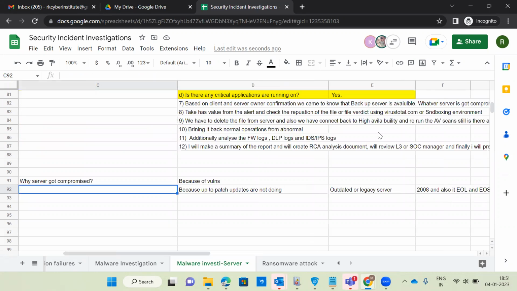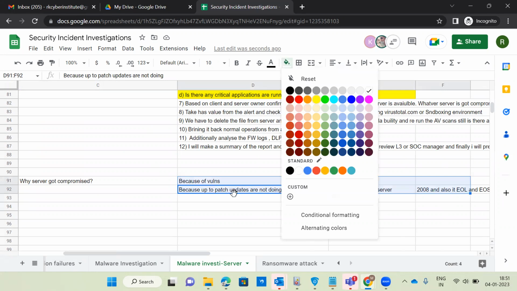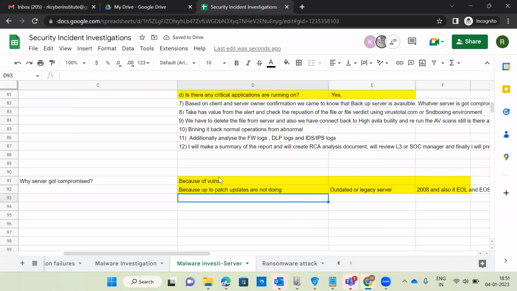Okay, so this is the answer you have to give. Why did the server get compromised? So this is one of the reasons, and also you can say this server is facing the internet. The server is facing the internet, meaning from the 2008 server we can access the internet also. We can open Google Chrome, and we can open the Google application and Facebook application also. That is called internet facing.